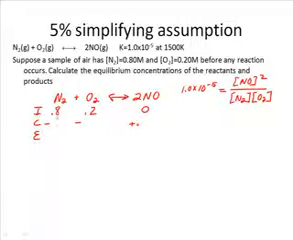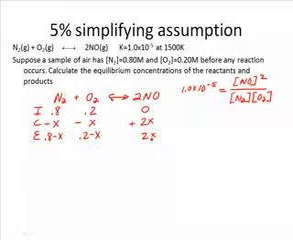And so we're going to have X, and then that would be 2X. So 0.8 minus X, 0.2 minus X, and 2X. Okay, now think about what a small K means, especially one this small. This is telling me that the ratio of products to reactants is 1 times 10 to the minus 5th. What that says is I'm not making a lot of products. Okay? Well, what does that mean as far as our calculation goes?